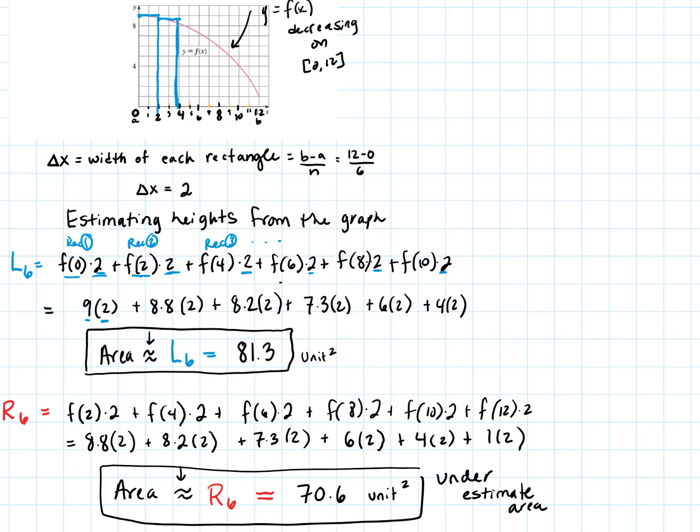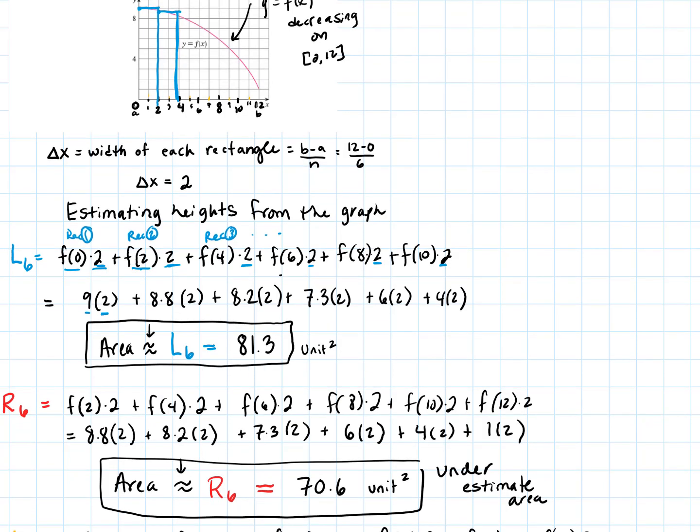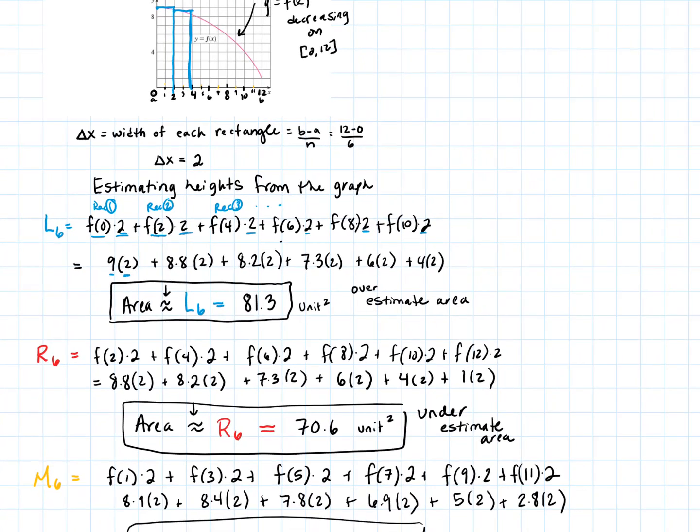Each of those, since the function is decreasing, is actually above. Each rectangle's height is above the rest of the function on that interval, which creates an overestimate. So it turns out in this particular case that this is actually an overestimate of the area. It overestimates the area.